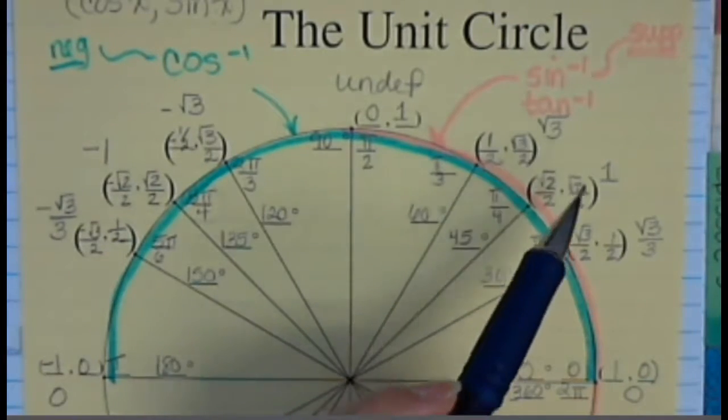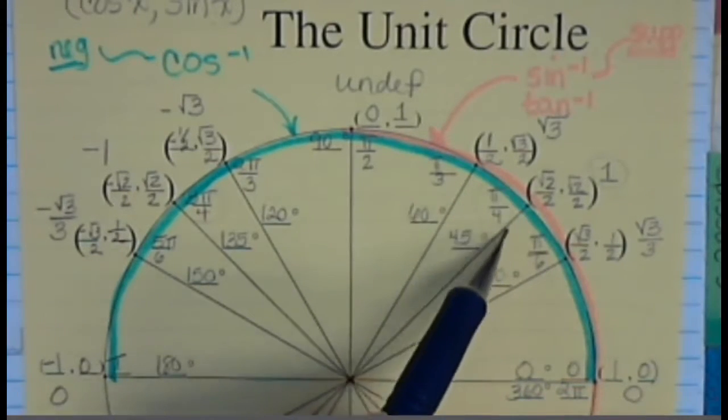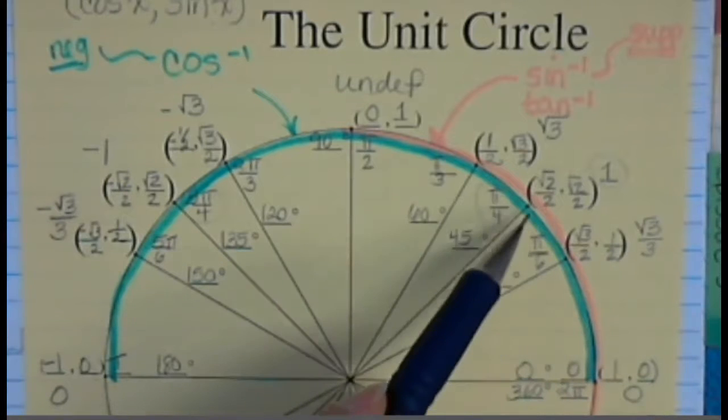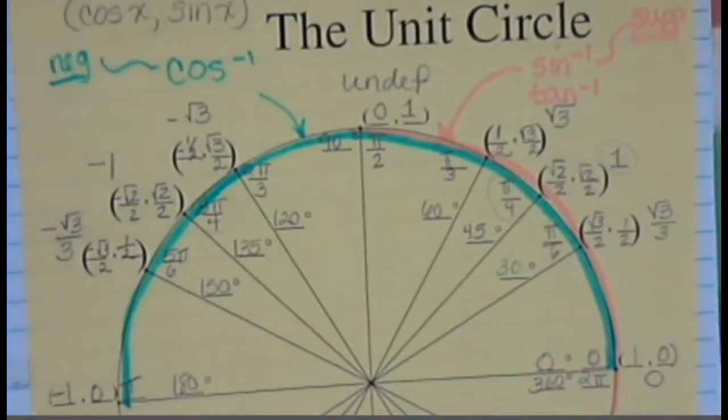Notice tangent is equal to 1 right here. So the inverse tangent is pi over 4. Notice it only gave me that one, but there's another one on the other side of my unit circle. So we'll talk about that in just a second.